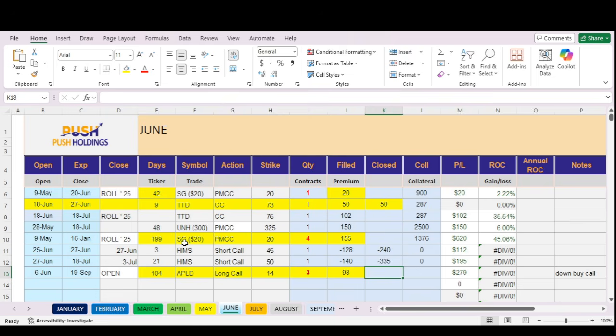Next, we have SG once again, which is Sweet Green, and I am running the PMCC on this once again, and it's the same result right here, which is 20.